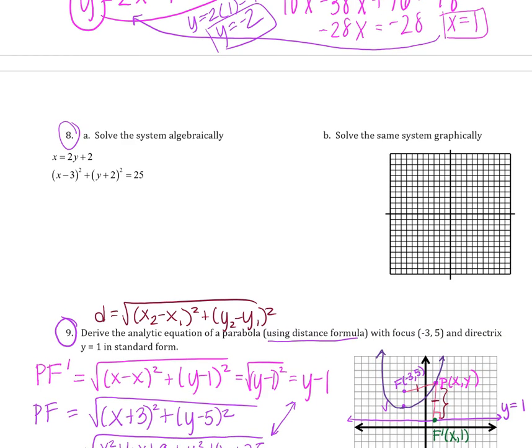For number 8, we're going to solve the system algebraically. So you guys had one like this on your quiz. So you have it already solved for x, so just sub it in. So I've got 2y plus 2 minus 3 squared plus y plus 2 squared equals 25. And I just have to now solve for y. Everything's in terms of y. So I'm going to clean it up.